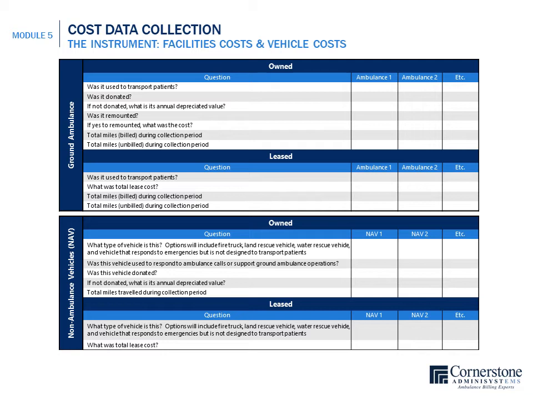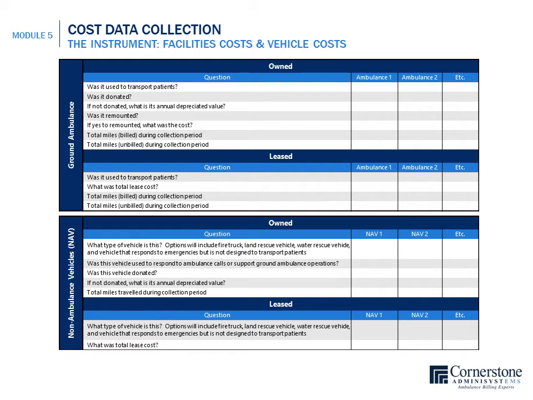So if it's a ground ambulance that is owned, CMS will ask, was it used to transport patients? Was it donated? If it was not donated, what is the annual depreciated value? CMS will ask, was it remounted? And if yes, what was the cost? CMS will also look for total miles billed and total miles unbilled. Sticking with the ground ambulance, if it's leased, CMS will ask, was it used to transport patients? What was the total lease cost? And again, total miles billed and unbilled.